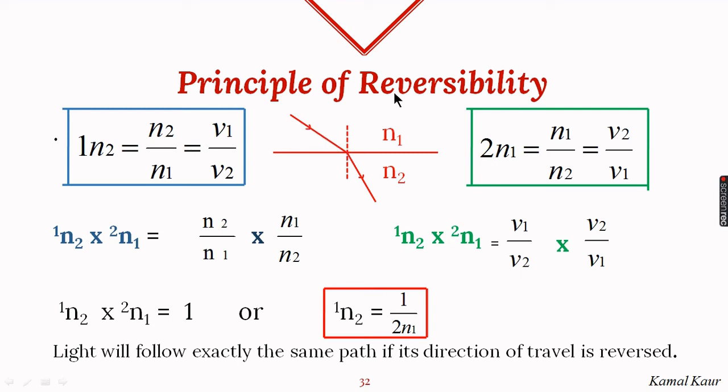This is called the principle of reversibility, and we define it as: light will follow exactly the same path if its direction of travel is reversed, and mathematically this formula is the principle of reversibility.